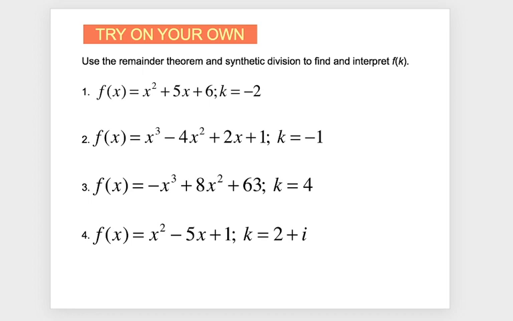So right now we're just working on try on your own. You can ignore 4, but you can definitely try it if you'd like. But pick at least 2 from question 1, 2, and 3. And what we're trying to figure out is, given these functions and those specific k values, if we have a remainder.